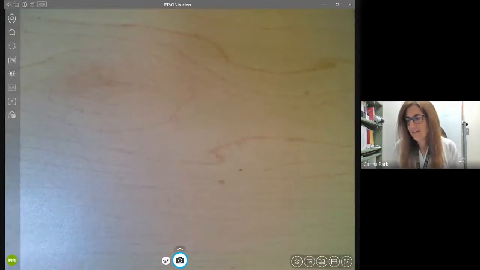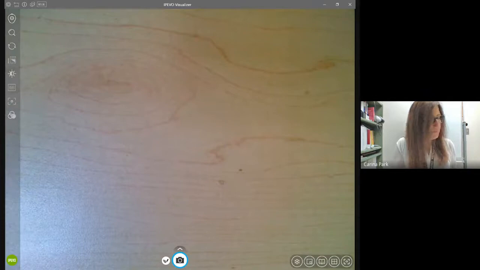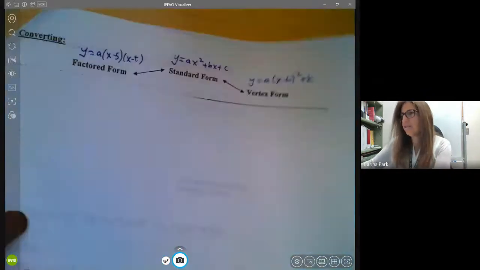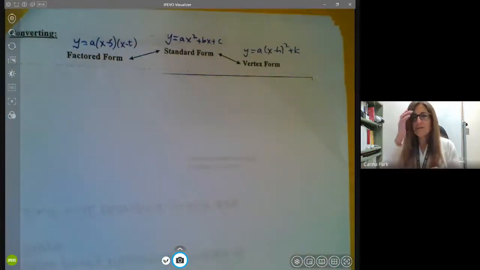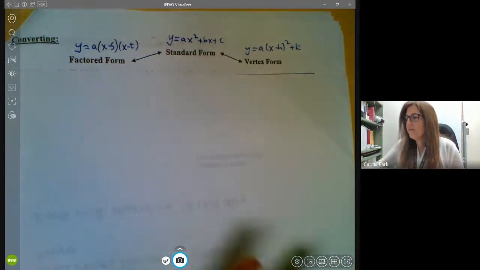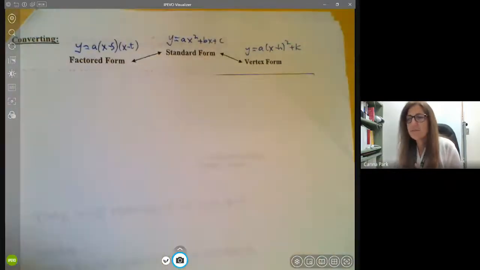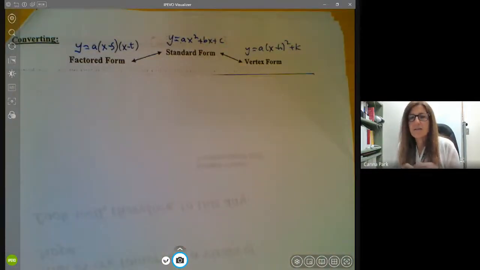Just going to take you through the end of our 3 forms of quadratic functions booklet. We're going to look through pages 4, 5, and 6. Page 4 in the booklet talks about converting between the different forms that we have. You see that we have the 3 forms: factored form, standard form, and vertex form. It's just a recap of how you get from one to the other.